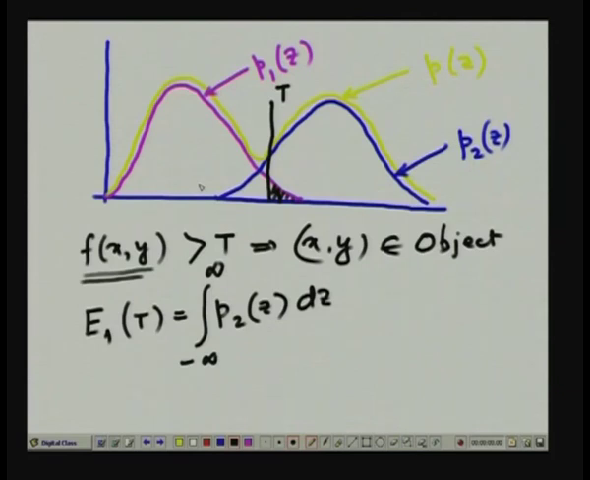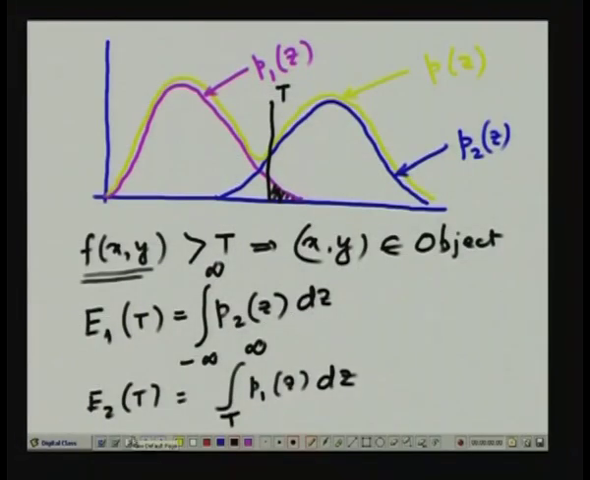Similarly, if a background pixel is classified as an object pixel, then the corresponding error will be given by E 2 t is equal to integral p 1 z d z, where the integral has to be taken from t to infinity. So, this gives you the two error values. One of them gives the error that you encounter if you classify a background pixel as an object pixel, and the other one if you segment an object pixel as a background pixel.